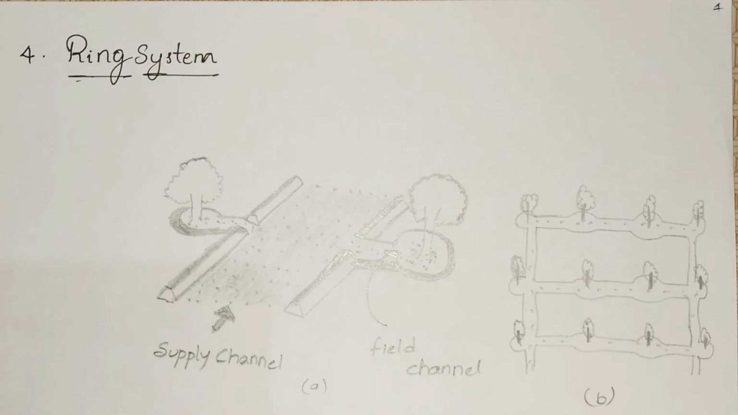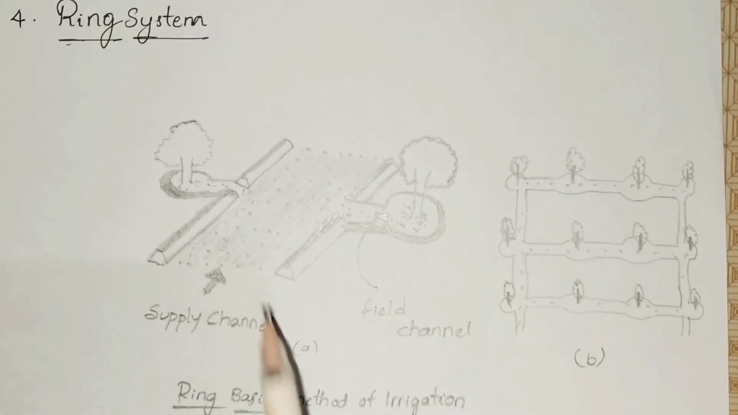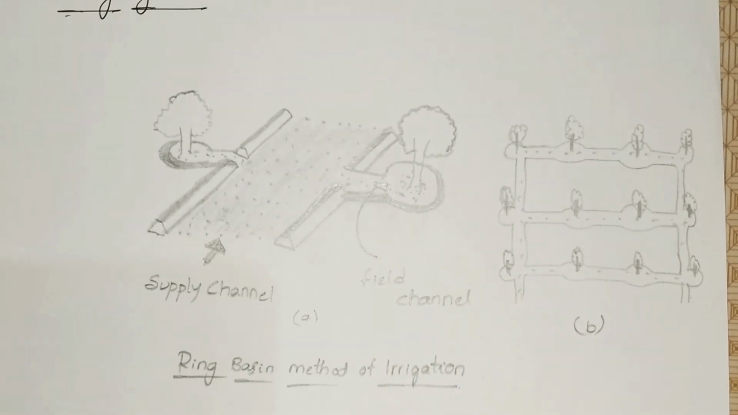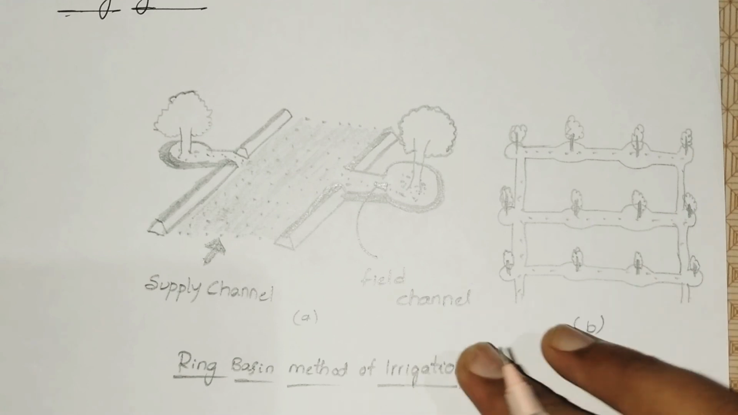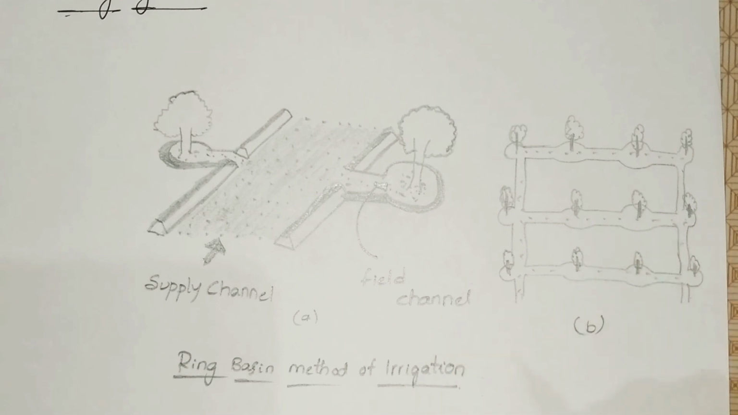This diagram is similar for ring system and basin system, and these are called ring basin methods of irrigation. Observe this figure. The size of the ring will increase as the tree grows. Diseases like collar root etc. are prevented by this method.